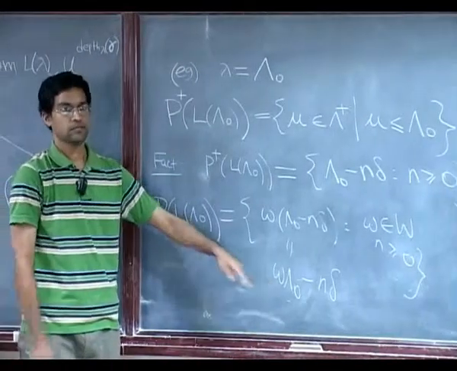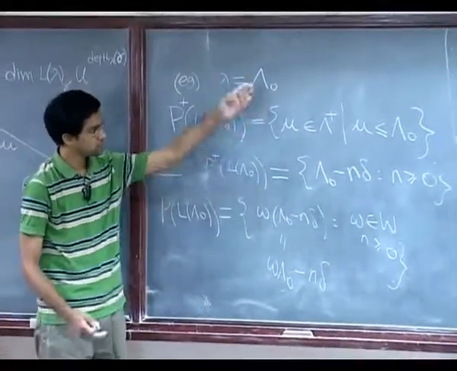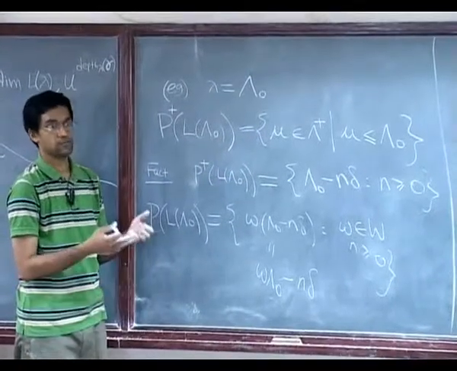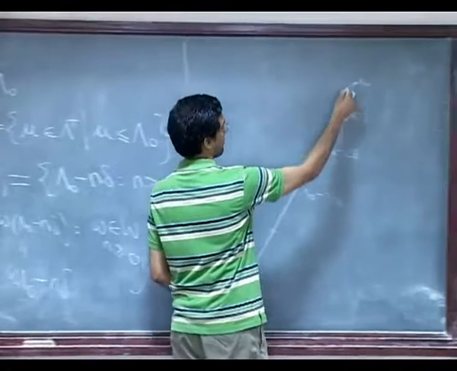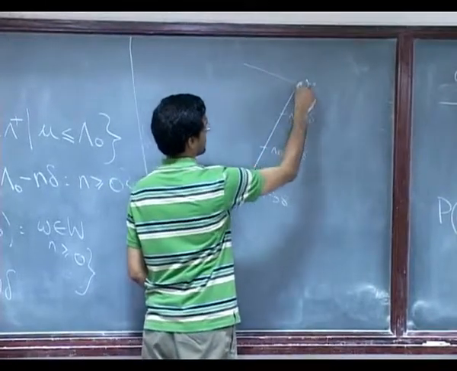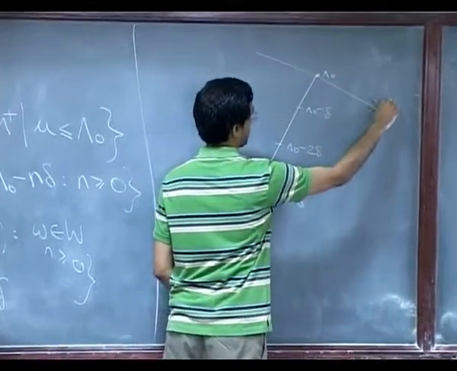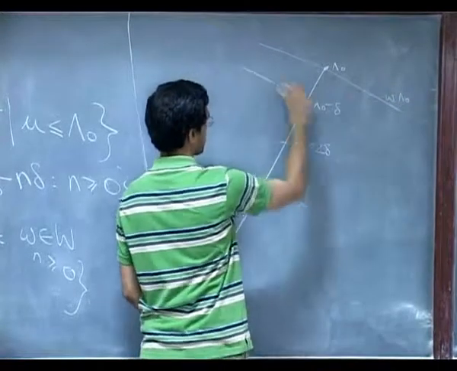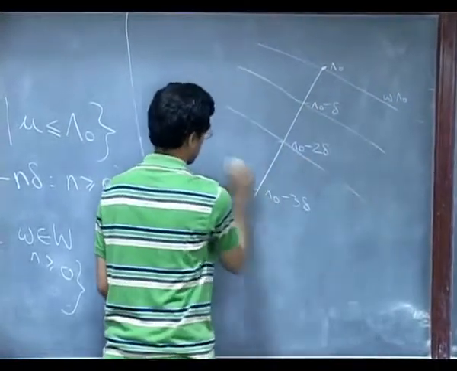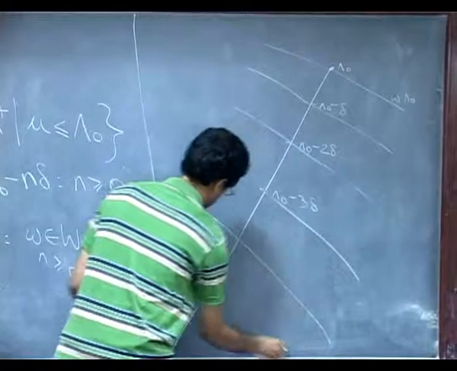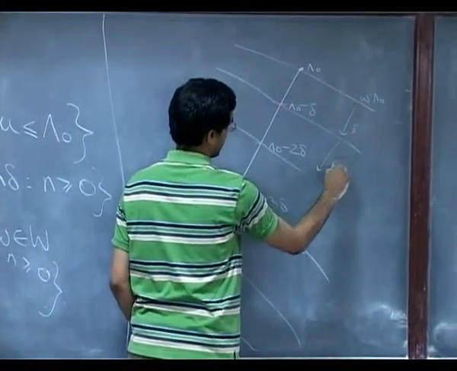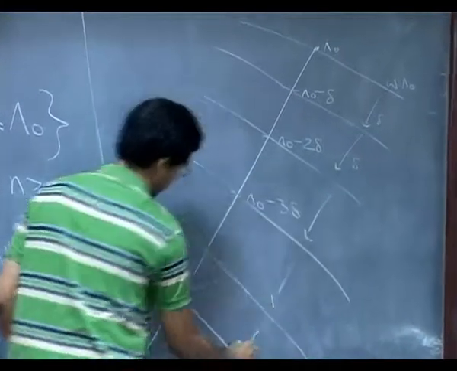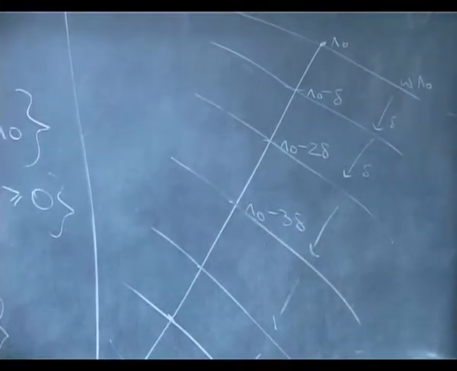So in other words, because of this very special nature of the dominant weights of this module, it's easy to figure out what all the weights are. You just look for the Weyl orbit of lambda naught. Let's say these are all the elements in the Weyl orbit of lambda naught. You take those and you subtract delta, 2 delta and so on. So you just subtract delta from each of those, and what you end up getting is this whole module.